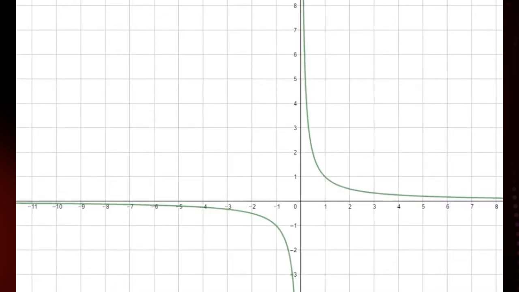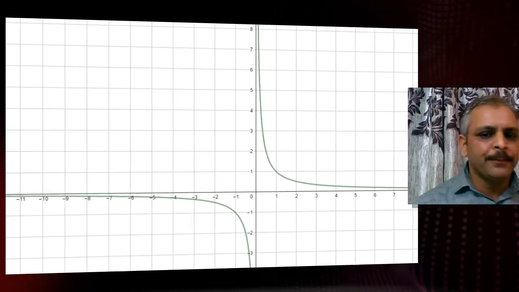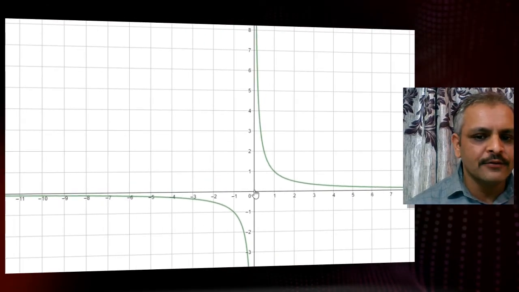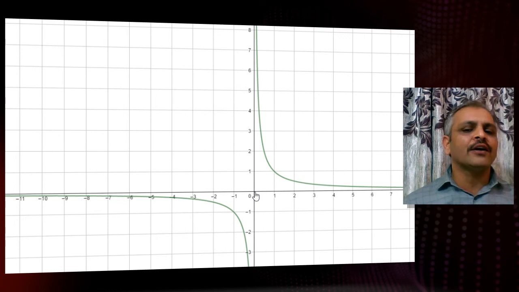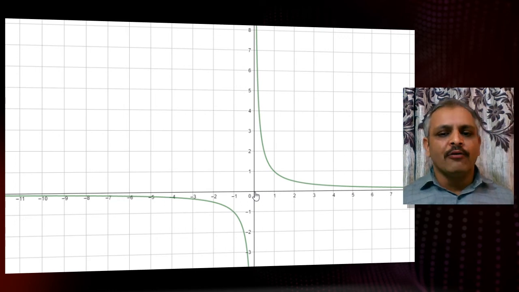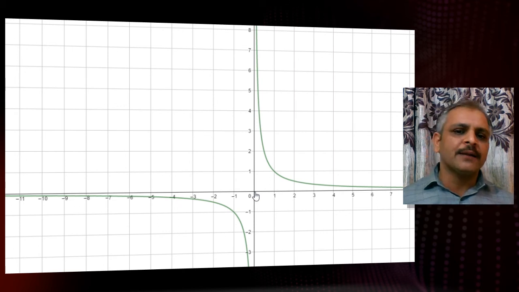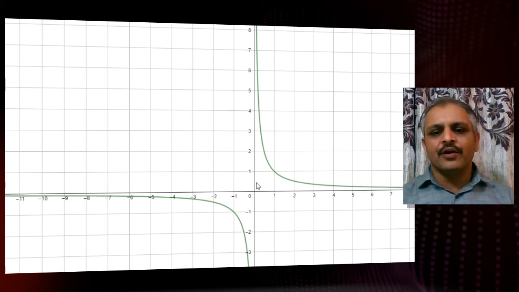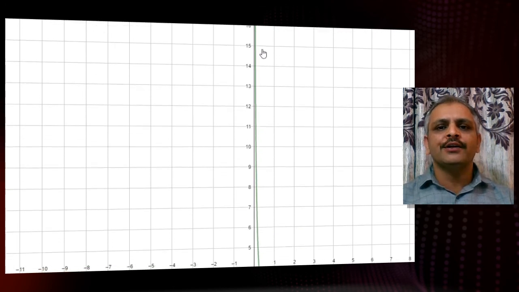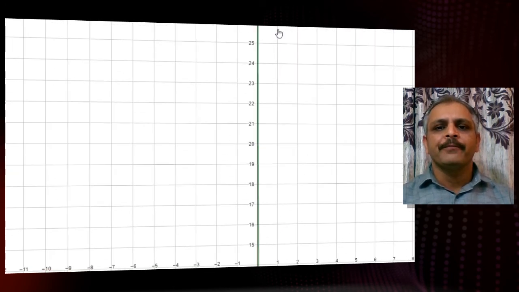So this is a sketch for y is equal to 1 by x. It's a very interesting curve. You can see that for every value of x it exists, except where it will not exist, and that is at 0. When I take x is equal to 0, the function will become 1 by 0, that means infinity. You can check that if I take x is equal to 0, the curve will lead to infinity.